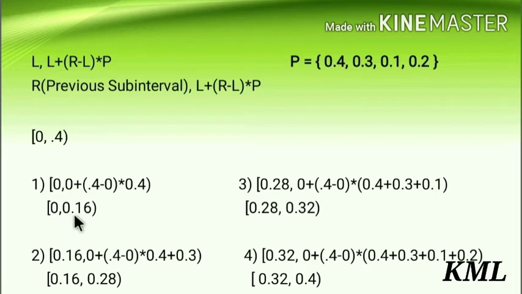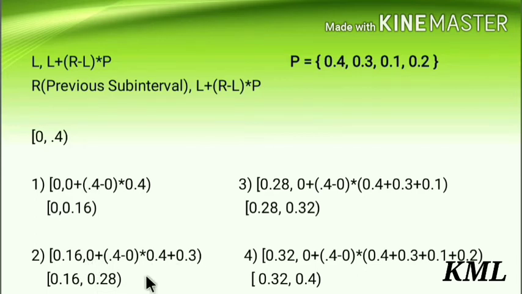Now let's find the second sub interval. Take this right end as the left of the next one, so you have 0.16 here. Now how to find the right end? Use this formula: L plus (R minus L) into P. What is L? 0. What is R? 0.4. So 0 plus (0.4 minus 0) into P. Now what is P? P2. Why P2? Because we are finding the second sub interval. What is P2? The sum of these two, 0.4 plus 0.3, which is 0.7. After solving this, the final answer is 0.28.